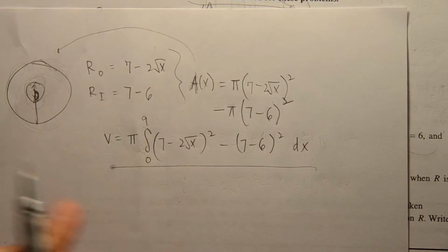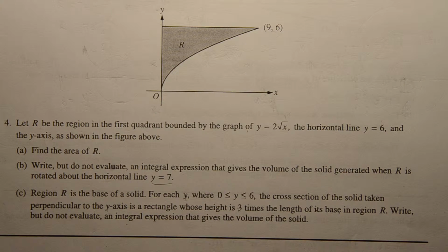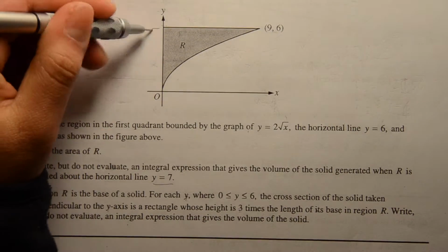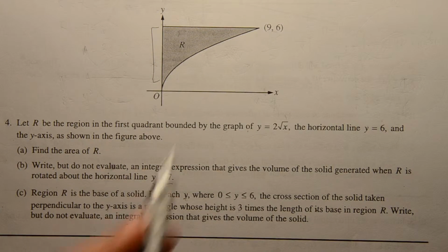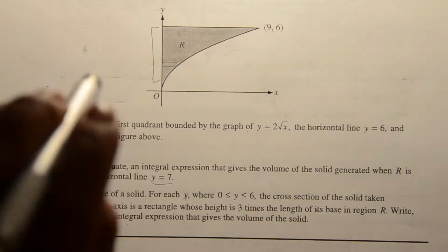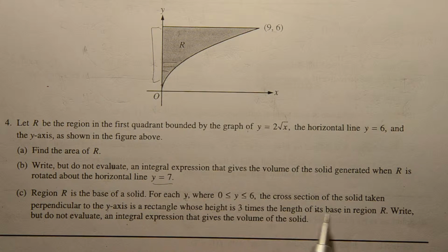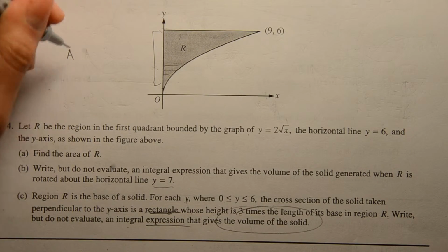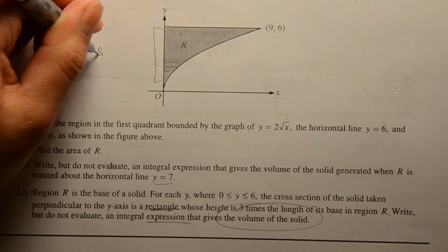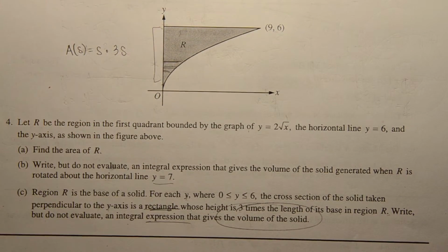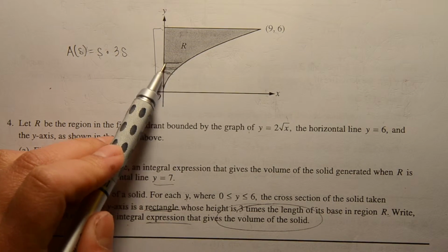And so then, let's go to the third and final problem. It tells us that region R is a base. From 0 to 6, the cross sections are perpendicular to the y-axis, with rectangles infinitely going from 0 to 6, with the height 3 times the length of its base. So then write the expression that gives the volume of the solid. First, let's find the area of each of the rectangles. We'll set up S as the base, multiplied by the height, which is 3 times the base. What is S in terms of this problem?